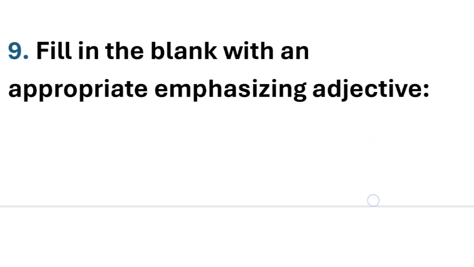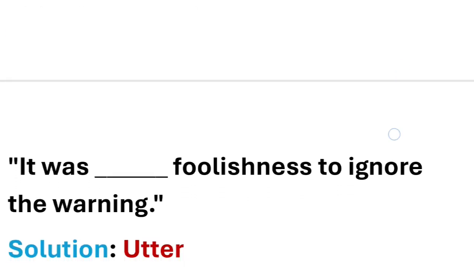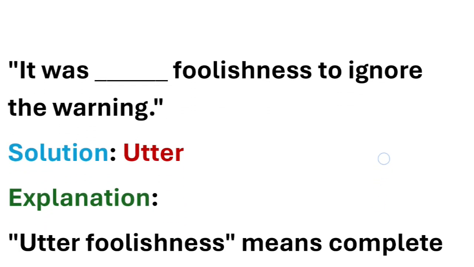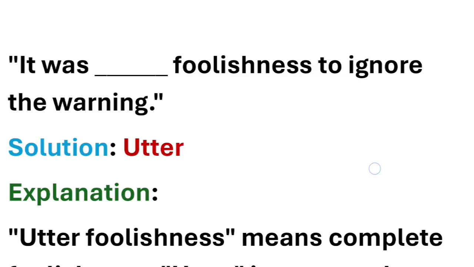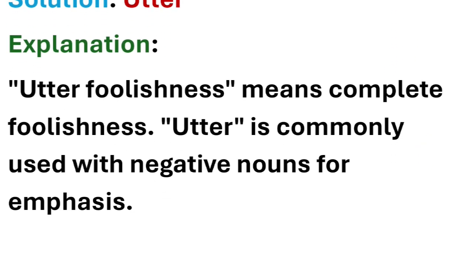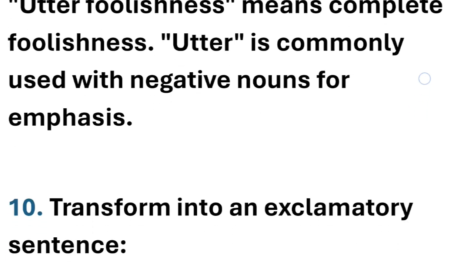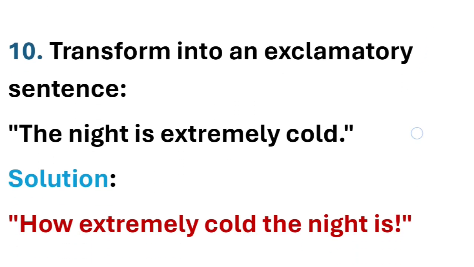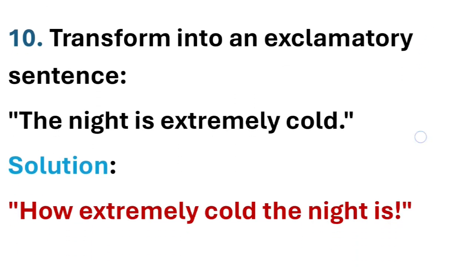Now question 9 says, fill in the blank with an appropriate emphasizing adjective. It was dash foolishness to ignore the warning. We can use over here utter. So it was utter foolishness to ignore the warning. Why we use utter foolishness? Because utter foolishness means complete foolishness. Utter is commonly used with negative nouns for emphasis, and foolishness is again a negative noun over here, so we have used utter with it.